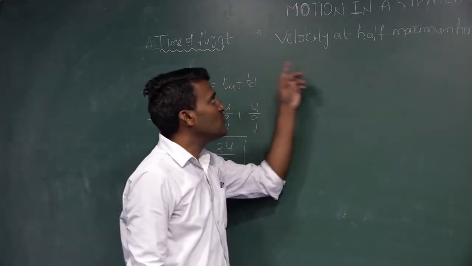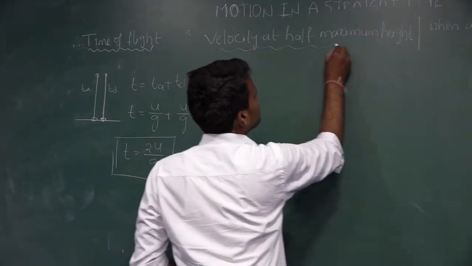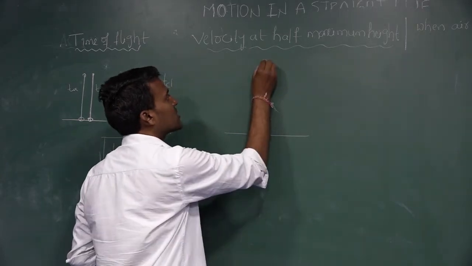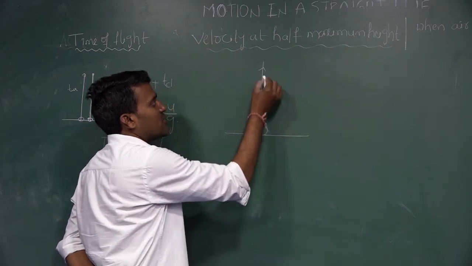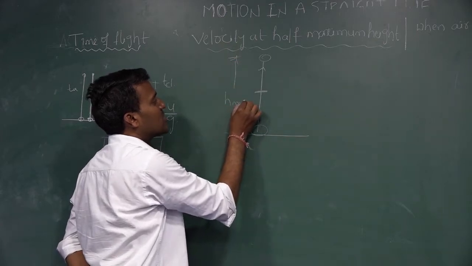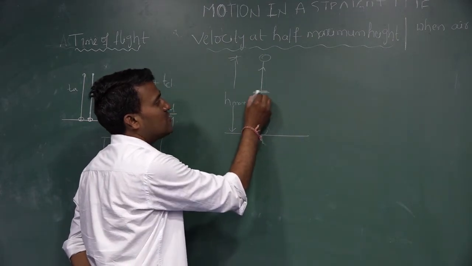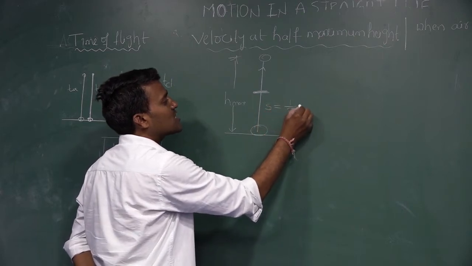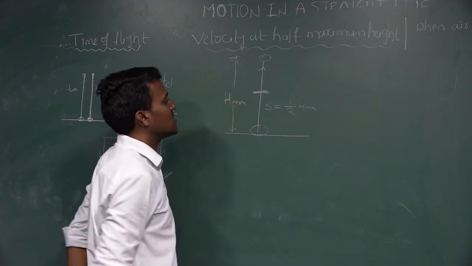Next one we can discuss: velocity at half of maximum height. See here, when an object is projected in the upward direction, for example, this is the maximum height attained by the object. Now exactly half of maximum height means this distance s is equal to half of maximum height, H maximum.